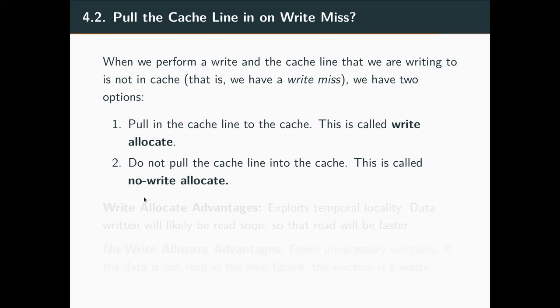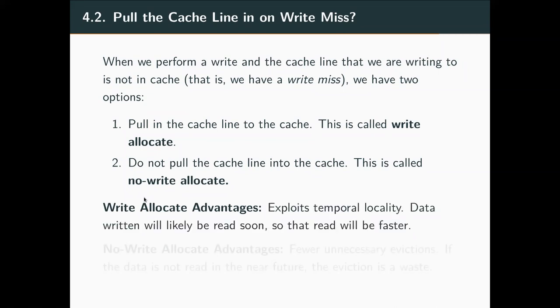So what are the advantages of each of these things? Well, for write allocate, it's going to exploit temporal locality. The idea is that data that you write to is likely going to be read pretty quickly. So that read is going to be faster since we've already pulled that cache line into the cache.